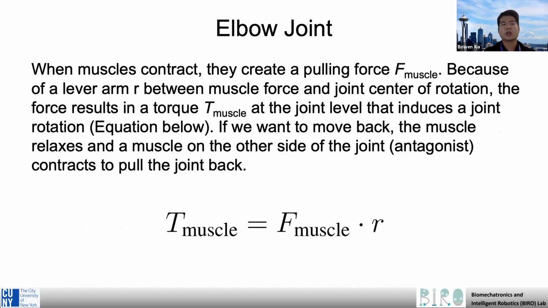So when the muscles contract, they create a pulling force, F muscle, and because of a lever arm R between the muscle force and the joint center of rotation, the force results in a torque at the joint level that induces a joint rotation. So here we show this equation. If we want to move back, the muscle relaxes, and a muscle on the other side of the joint, which is the triceps, contracts to pull the joint back.